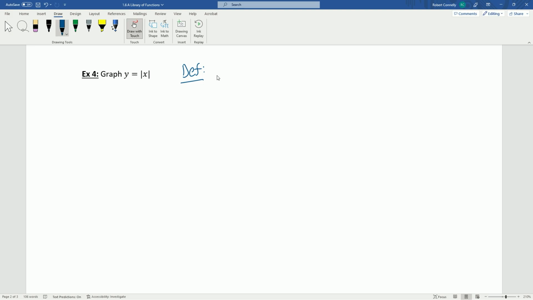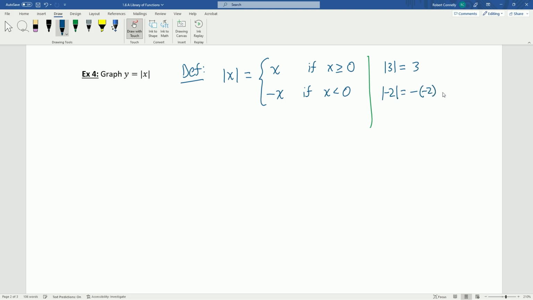But one of the proper ways we define this is as a piecewise function, which says that the absolute value of x is x if x was already positive or 0, and negative x if x was negative. That might seem a little weird at first, but let's just see it in action, right? So if I take the absolute value of 3, well, that's just 3. But if I take the absolute value of -2, well, that's -(-2), which is +2, which is what I would expect to get, right? So that's all this is saying.